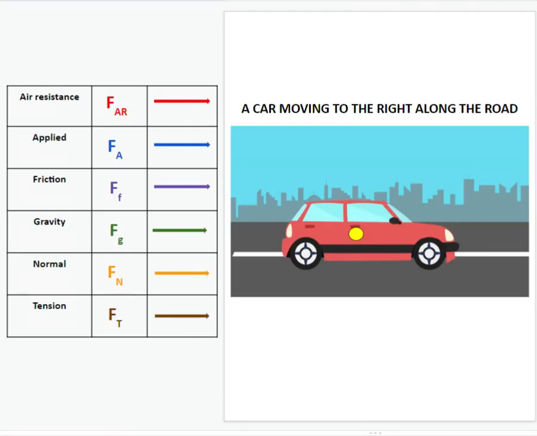Today I'm going to talk to you about free body diagrams. A free body diagram is a diagram that shows both the magnitude and direction of all of the forces acting on an object. Let's go through this example.